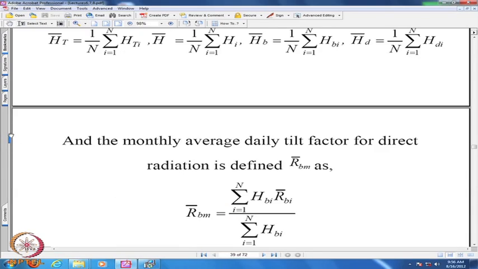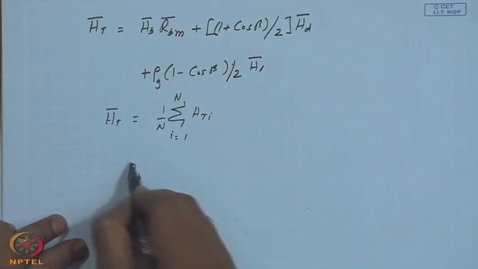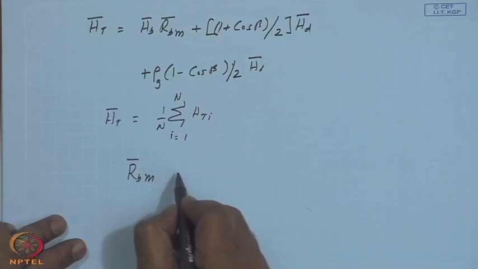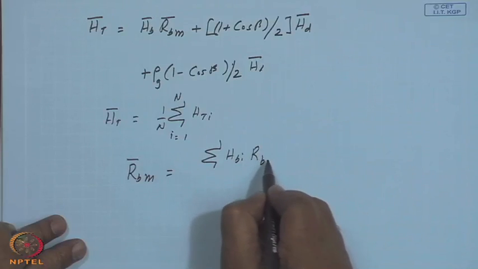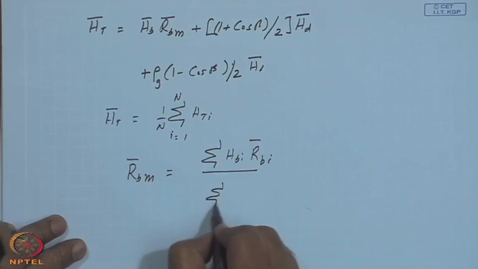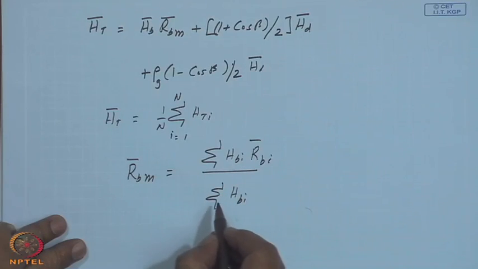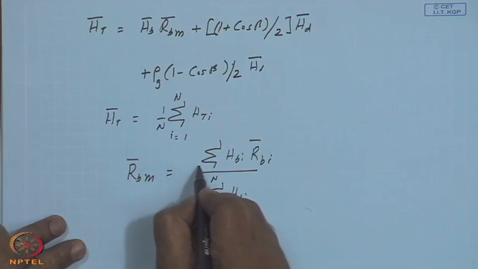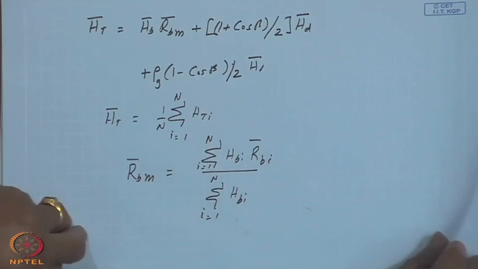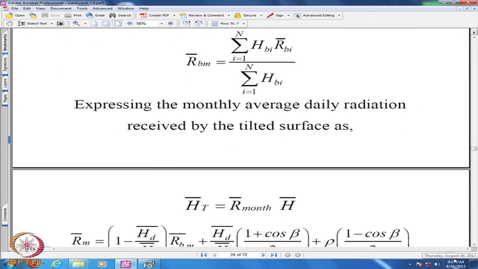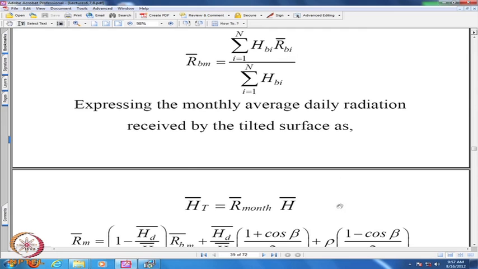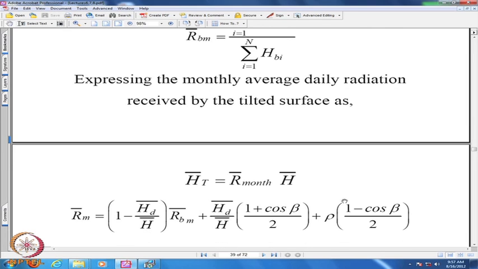So, consequently, we define the monthly average tilt factor, indicated by R B bar m, as a weighted average of all the day values of the direct radiation, by the total for the month of the direct radiation. So, i is equal to 1 to n. Again, we have lost certain simplicity. You need 30 calculations, even if we had already approximated each day's value of R B bar i by calculating through suitable approximation, which we discussed earlier.